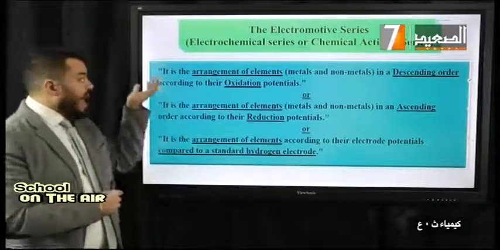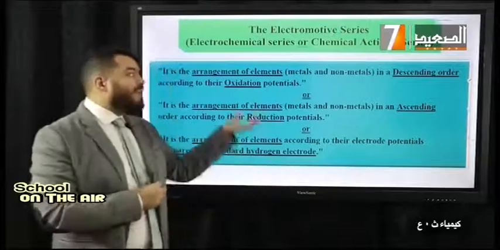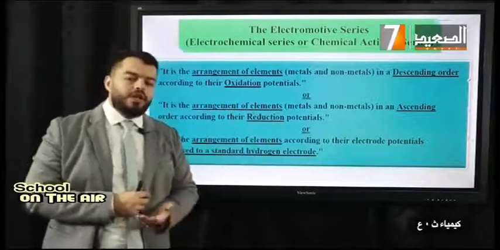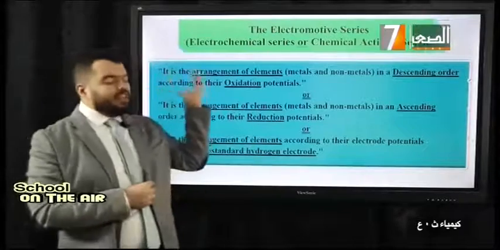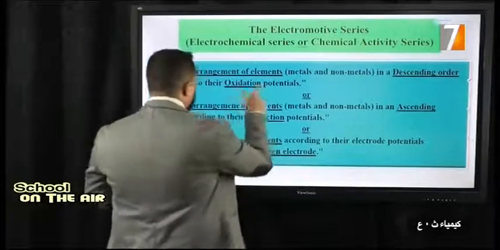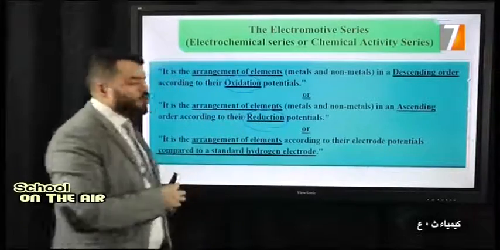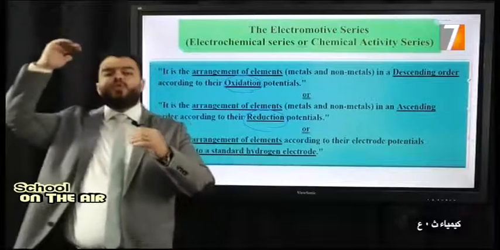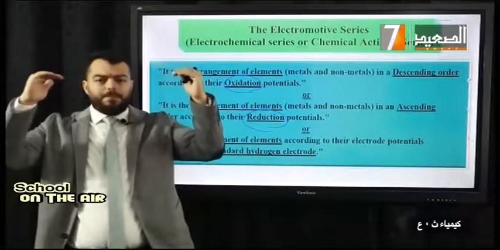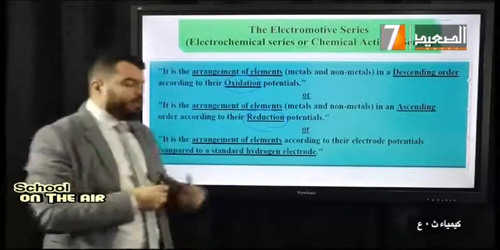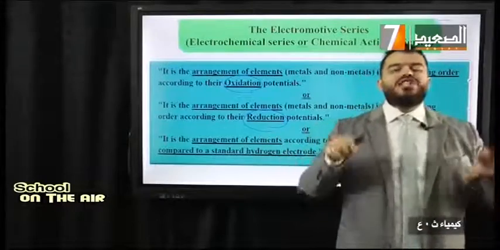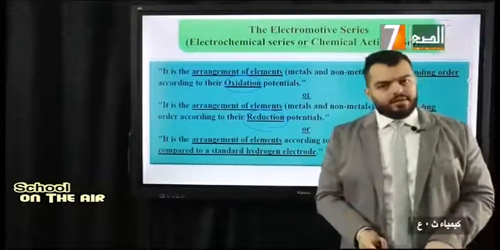It's a list that arranges the elements in an ascending order according to their reduction potential, or the elements arranged in a descending order according to their oxidation potential. So the element with high oxidation potential will have low reduction potential. It's logical. The element with a higher tendency to lose will have a lower tendency to gain.